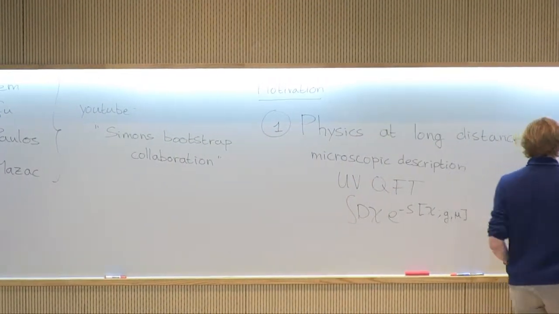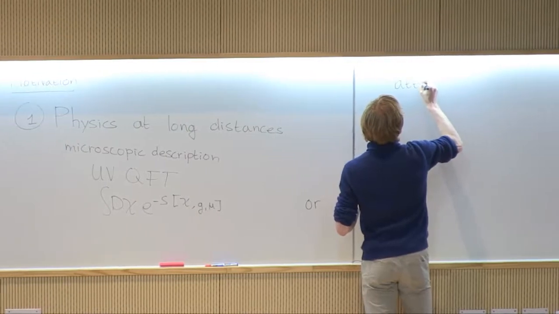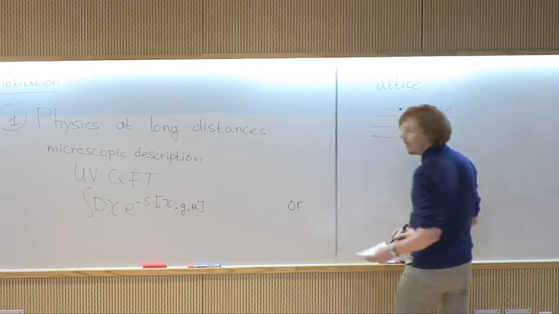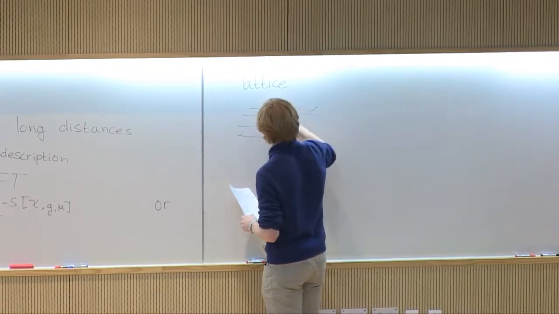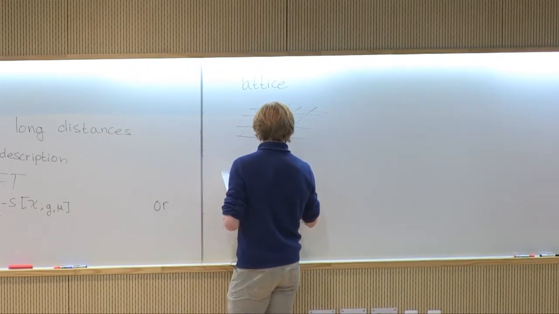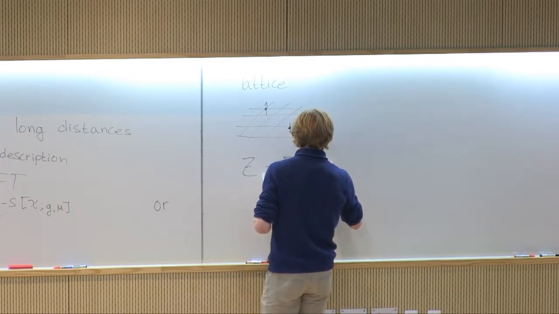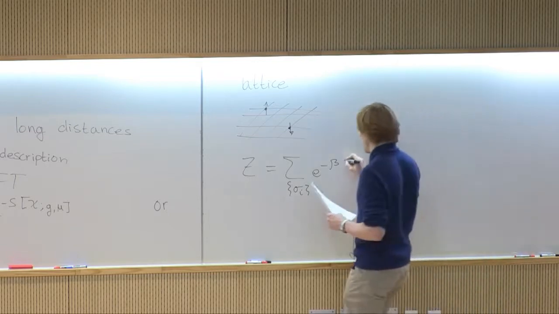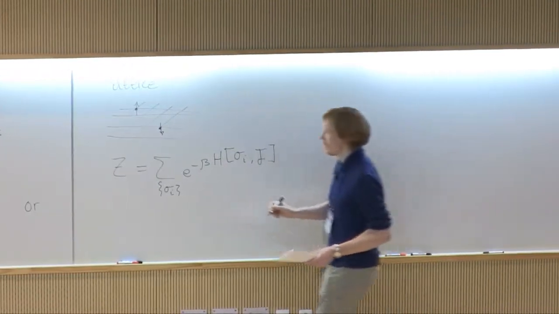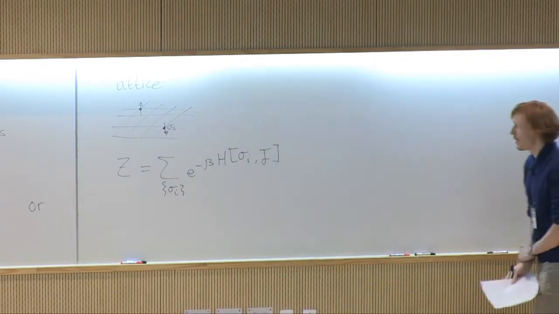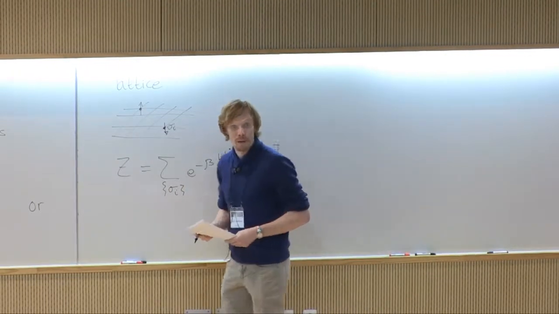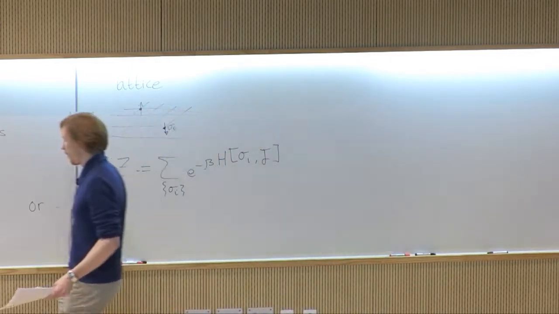Or maybe your microscopic description is not a QFT. It could be, for example, a lattice. So you have some lattice, and at every lattice site there is some finite number of degrees of freedom, some spins maybe that point up or down, like in the Ising model. And then the behavior can be captured by the partition function, which is some sum over all spin configurations weighted with, in this case, e to the minus beta H, where H is some Hamiltonian which depends on the individual spins. So sigma_i labels the spin at site i, and you have a partition function like so in statistical mechanics. So these are just two possible microscopic descriptions of your physical quantum many-body system.